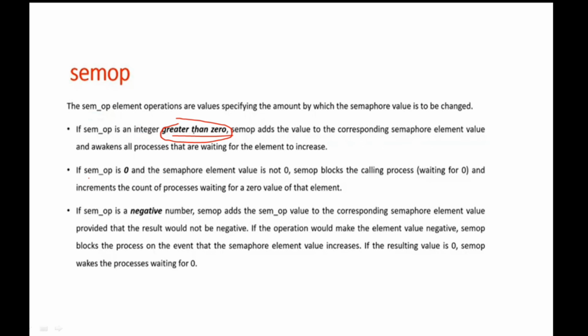If the sem_op value is 0 and the semaphore element value is not 0, semop blocks the calling process waiting for 0 and increments the count of processes waiting for a 0 value of that element. If the sem_op value is a negative number, semop adds the sem_op value to the corresponding semaphore element value, provided the result would not be negative. If the operation would make the element value negative, semop blocks the process on the event that the semaphore element's value increases. If the resulting value is 0, semop awakens the processes waiting for 0.